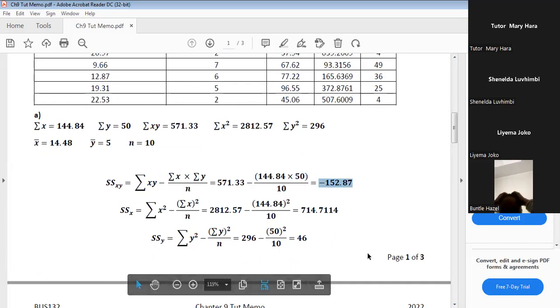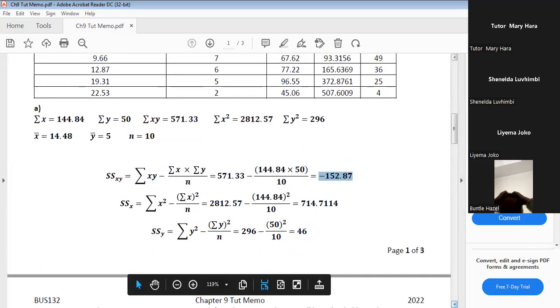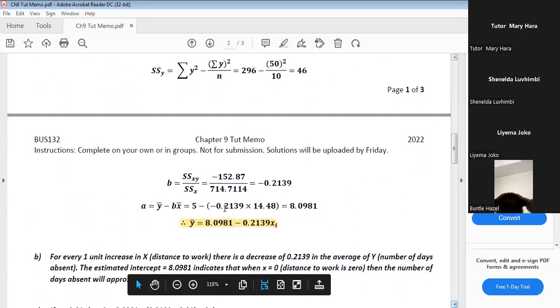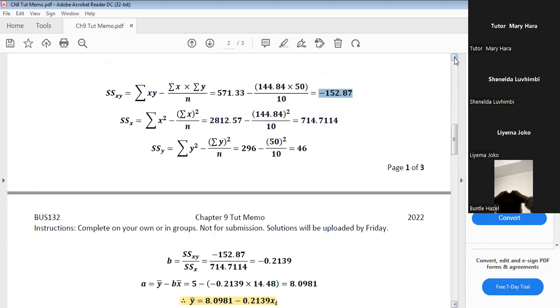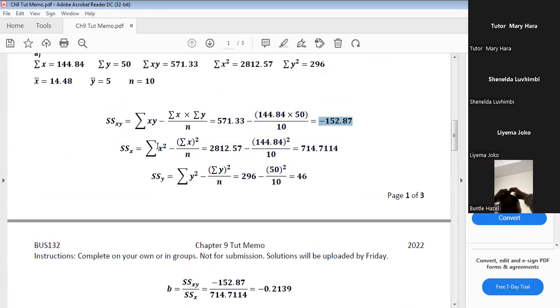But remember, this is the formula for our b: the sum of squares of xy divided by the sum of squares of x. So this is the formula, and you need to know these formulas. If you don't know them, then you can't solve.